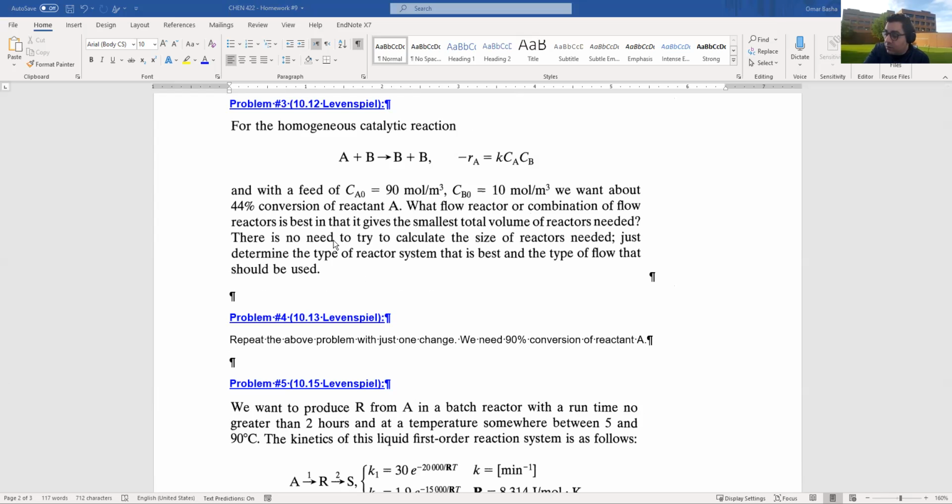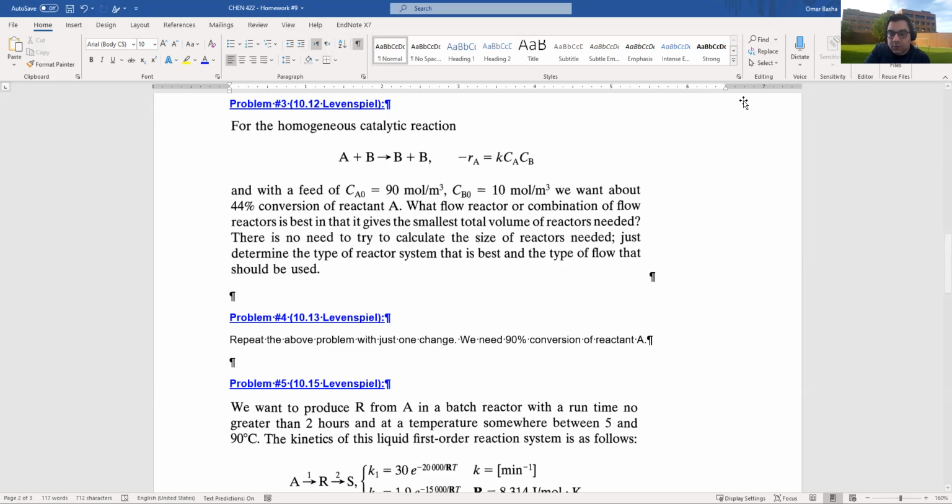What flow reactor or combination of flow reactors is best that it gives the smallest total volume of reactors needed? And again, you don't need to draw anything or do it. Okay, so this is very similar to the previous problem where I have this system of reactions, A plus B goes to 2B. I have this reaction rate and I'm given CA naught and CB naught, 90 and 10.